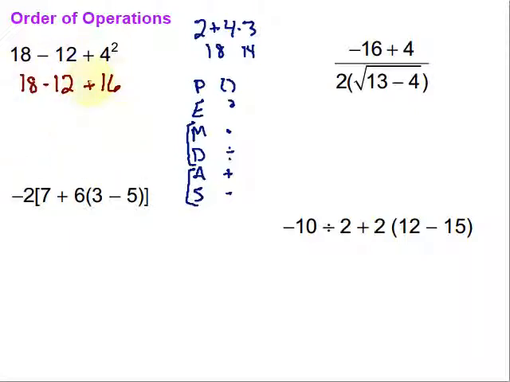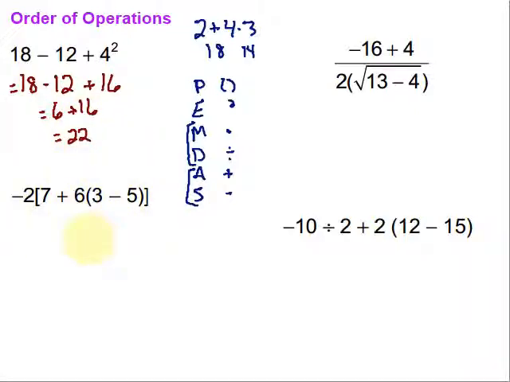Alright, now here's an example that I mentioned with the addition and subtraction. We do addition and subtraction from left to right. Well, there's subtraction first and then addition. We're not going to do this first. We're going to start with this subtraction over here. So we have 18 minus 12, which is going to be 6, and then we have plus 16. So finally we end up with 6 plus 16, which is 22. Alright, let's take a look at this next one.